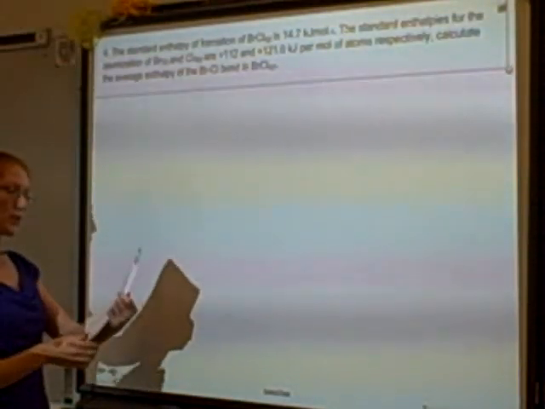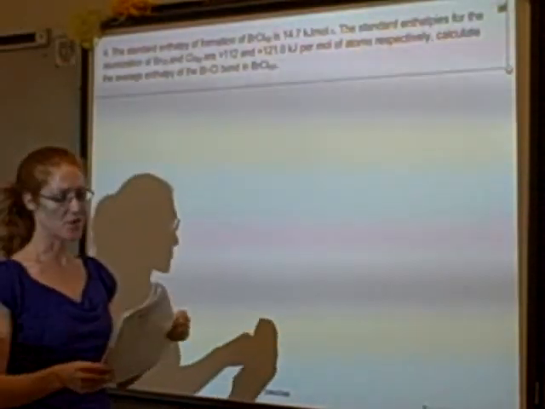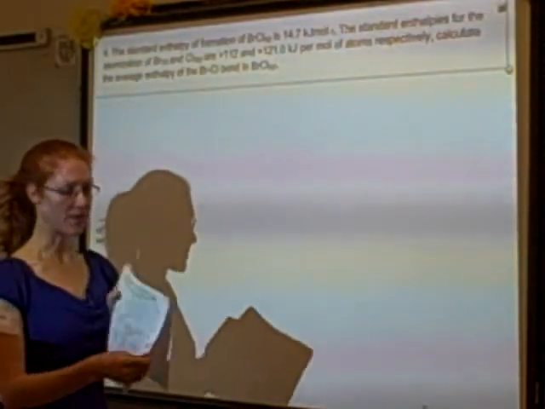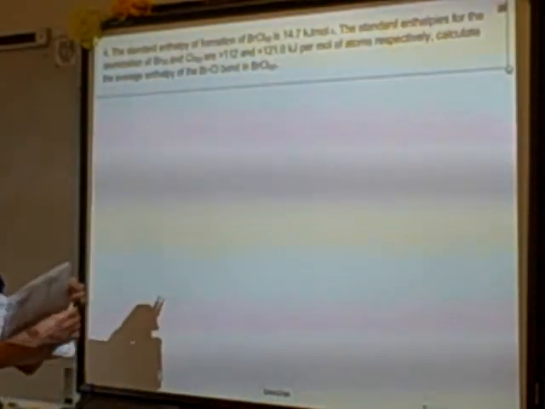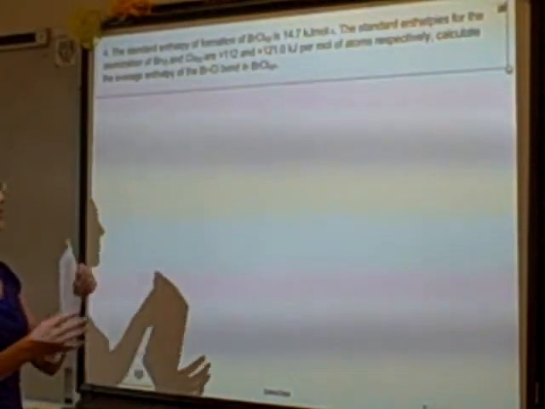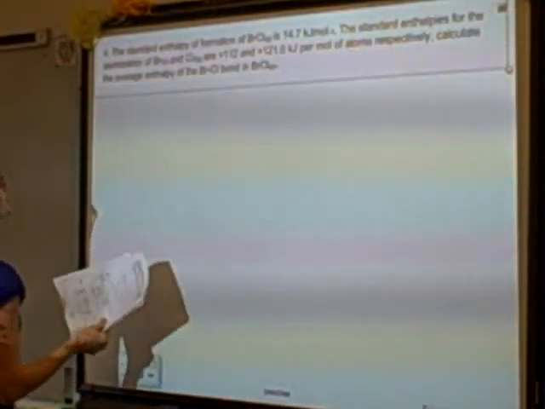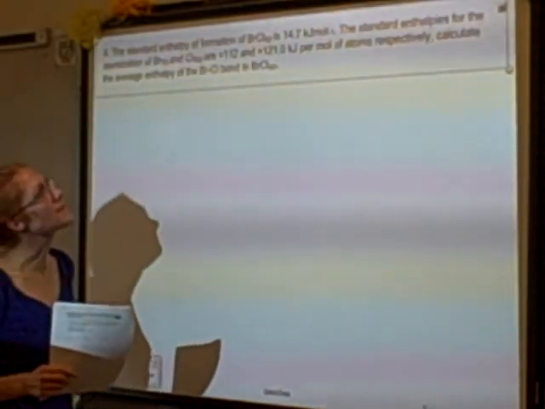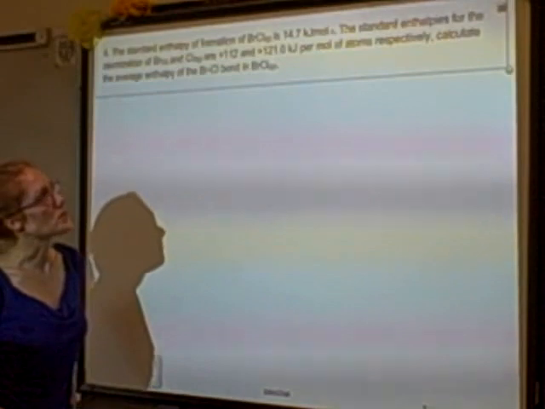Number 4. We're still in the thermochemistry summary part, towards the back of your packet where you have those 8 problems in part 9S. So we're on number 4. Number 4 says the standard enthalpy of formation of BrCl gas is 14.7 kilojoules per mole.